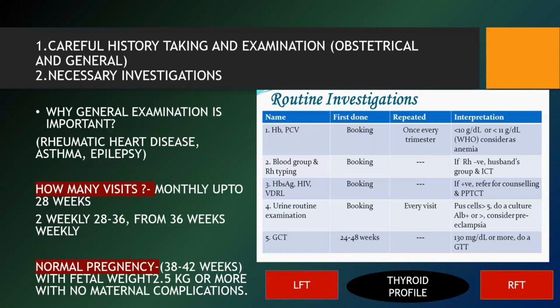And serology, if it is positive, we have to give counseling. In urine routine, if the pus cells are more than 5, we have to do a culture test. And if albumin is present, we have to consider preeclampsia. If GCT is 130 milligram per deciliter or more, do a glucose tolerance test.